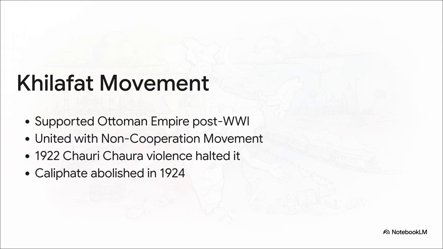And this cooperation really hit its peak during the massive Khilafat movement from 1919 to 1924. Post-World War I, Indian Muslims launched this movement to protect the Ottoman Empire, and it actually united with Mahatma Gandhi's non-cooperation movement against the British. Millions of people boycotted British goods and jobs. It was huge. However, this immense movement ultimately collapsed. The violent Chowri Chowra incident in 1922 caused Gandhi to pull his support, and then by 1924, a modernized Turkey abolished the caliphate altogether. This unique era of unity came to an incredibly abrupt end.